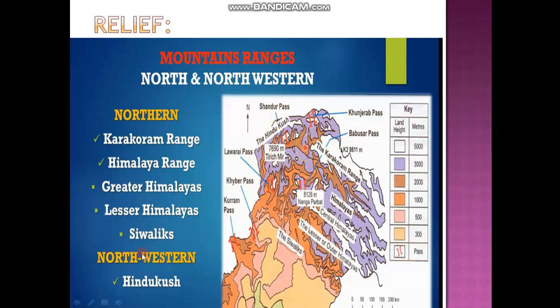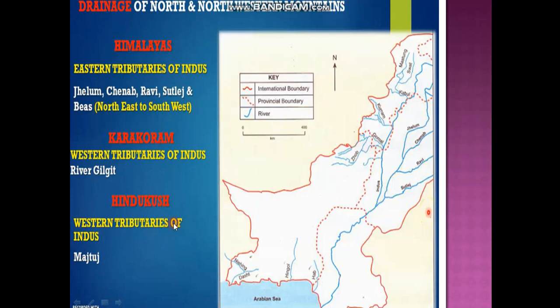northwestern mountain range. If you talk about the drainage system of this region, you can clearly see the Indus River and the eastern tributaries of the Indus River. The Indus River originates basically from the Himalayas, and then passes through the upper Indus and the lower Indus, and then falls into the Arabian Sea. These are the eastern tributaries of the Indus: Jhelum, Chenab, Ravi, and Satluj. All of these originate basically from these northern mountains. And if you see the Hindu Kush, the Mastuj River originates basically from the Hindu Kush and falls into the Indus River.